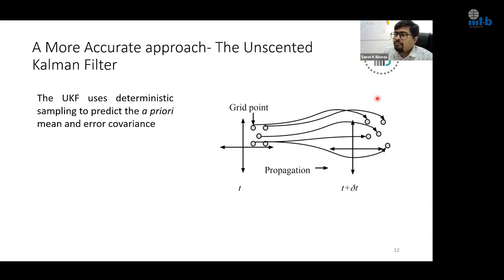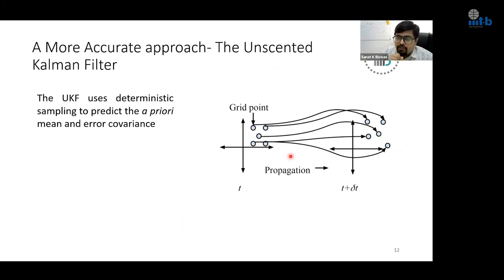Now, if you have the samples in the next time step, you can calculate the mean and you can calculate the error covariance, right? So this is overall what the unscented Kalman filter does. It does not calculate the error covariance using linear covariance propagation. By doing so, it can be proved. The creators of the unscented Kalman filter, Julier and Uhlmann, proved that the accuracy of this method is still up to second order Taylor series terms, right?